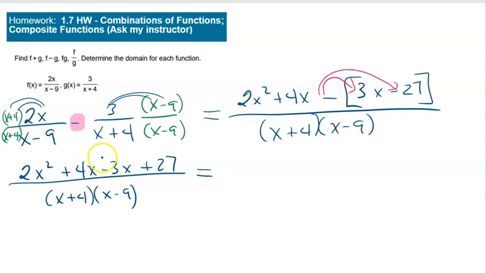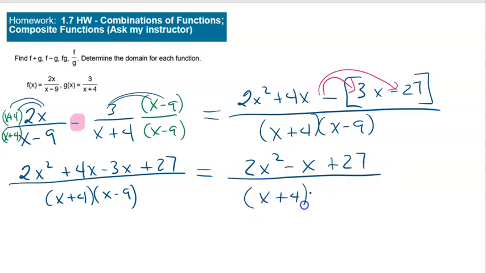Okay, 4x minus 3x, that's x, right? So now I've got 2x squared minus 1x, which is just minus x, plus 27, divided by my factored x plus 4 times x minus 9. Now, that may be our final answer, as long as this numerator right here does not factor into either an x plus 4 or an x minus 9 factor. So we do have to check it, y'all.